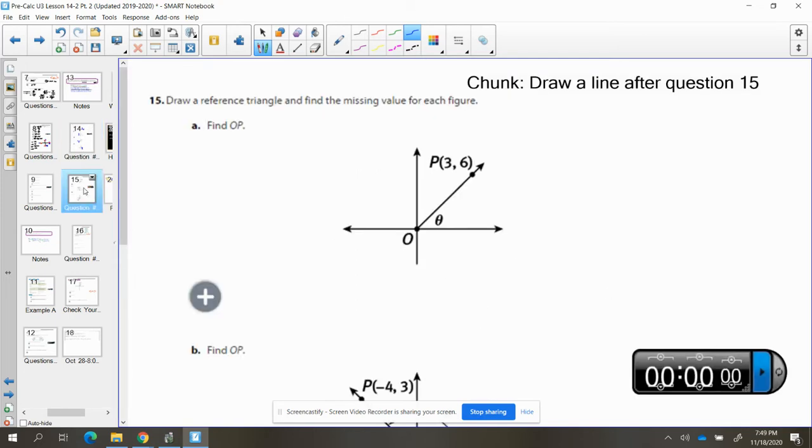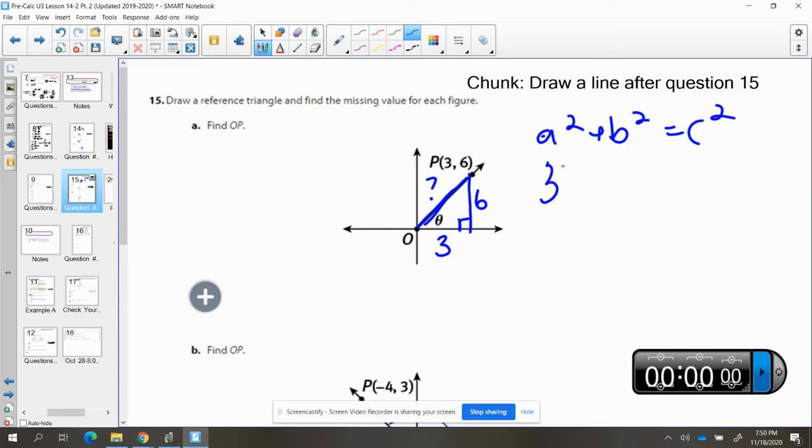Okay, now looking here at 15 then, what are we doing with these reference triangles? Well, the location of our point can help us determine how long each piece in the triangle is. So in this case, they want us to find OP. This is what we're looking for in part A. Well, if we are at 3, 6, we had to move to the right 3 and up 6 units to get point P. And since we drew in this right triangle, we can use our old pal Pythagorean theorem, a squared plus b squared equals c squared, in order to find that length.